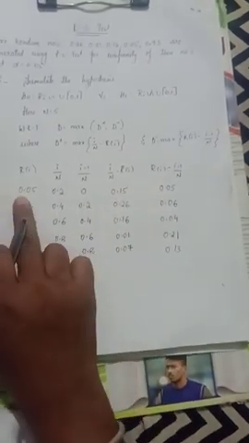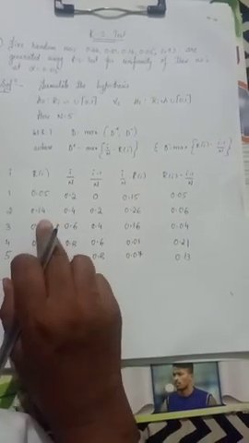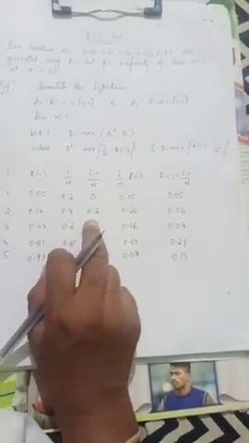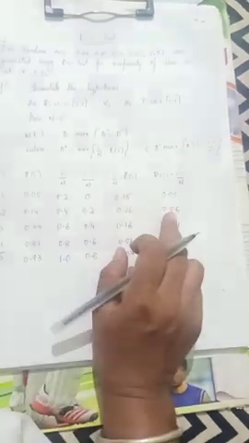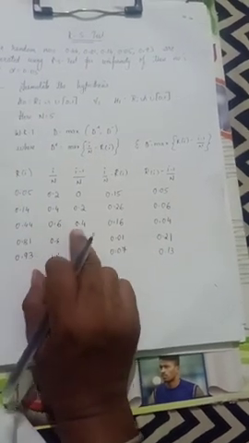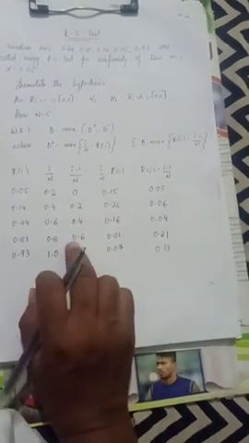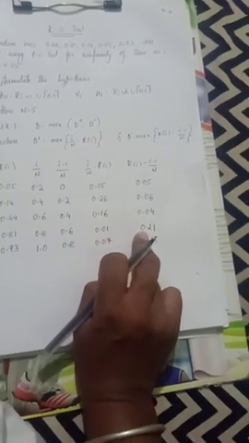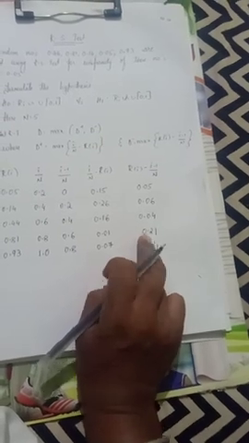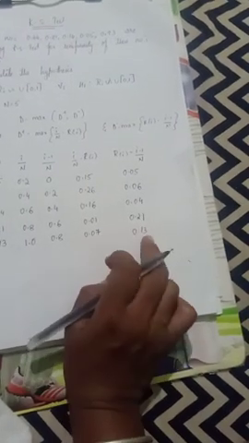Now you can see what I have done here. 0.05 minus 0 is 0.05. Then 0.14 minus 0.2 is 0.06. Next, 0.44 minus 0.4 is 0.04. Next, 0.81 minus 0.6 is 0.21. Next, 0.93 minus 0.8 is 0.13.